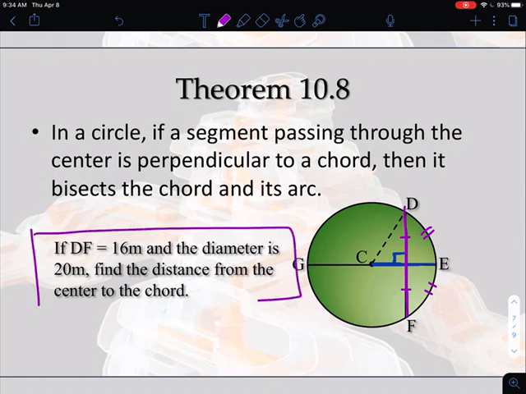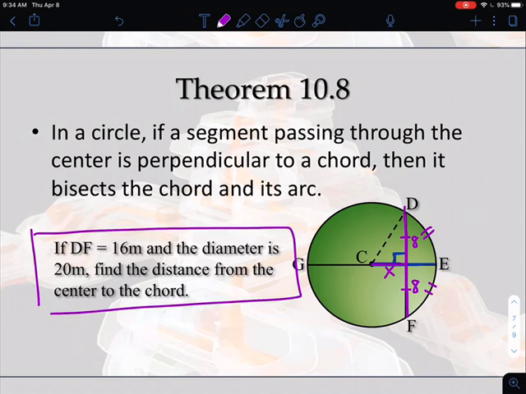Now, if we look at the problem that they give us with this scenario, it says DF has a total length of 16. We just said DF is going to be cut in half, so that means this top piece would be 8 and this bottom piece would be 8. The diameter of the circle is 20 meters. It wants the distance from the center to the chord. The center of the chord is right here that I'm highlighting in purple now. So I need to find that length given the problem.